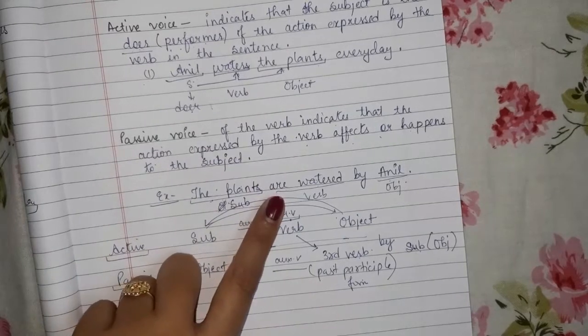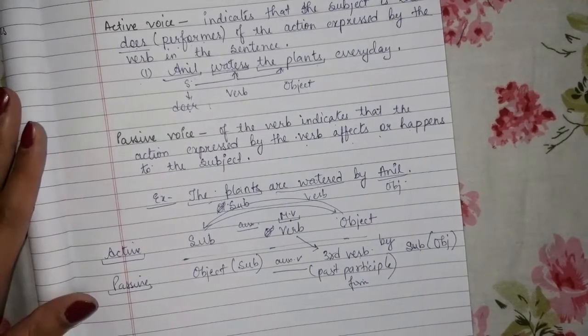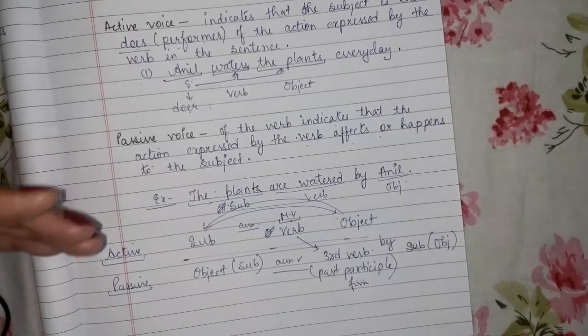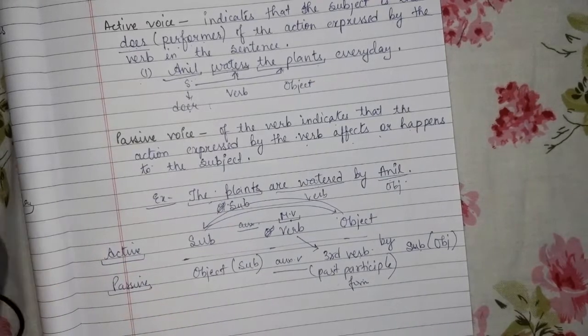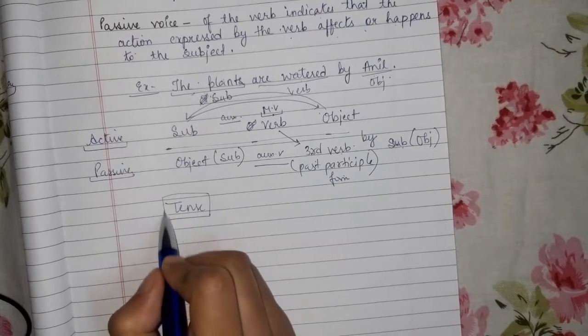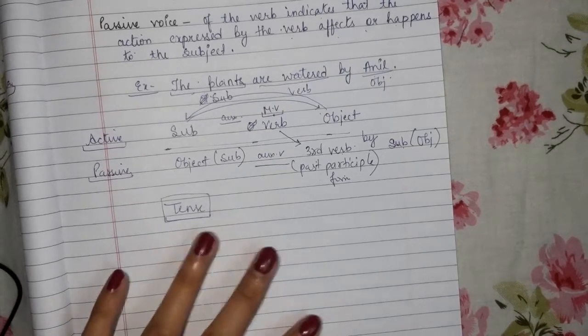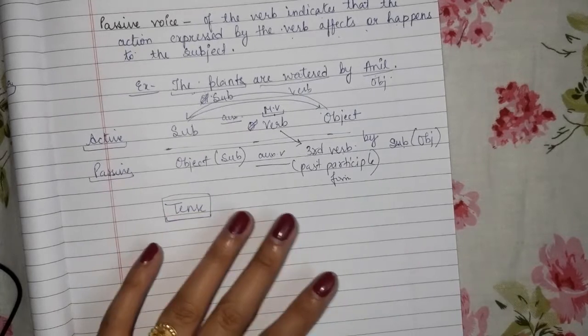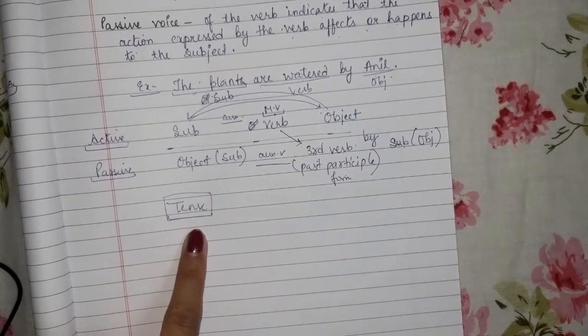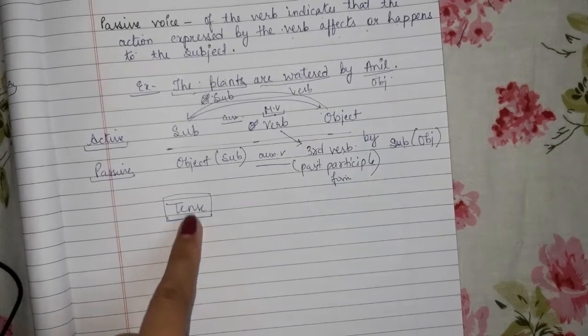But how 'are watered' comes, there is a small format which you have to memorize. Then only you can easily convert each and every tense from active voice into passive, or passive into active. More importantly, you have to learn the formula of tense. The formula of tense plays a very important role in grammar, so without this you cannot do anything. Like without addition and subtraction we cannot do mathematics, right? In each and every part of mathematics, either geometry or algebra, you have to know addition, subtraction, multiplication and division. That is the basic thing of mathematics. In the same way, tense is also very important. Without this you cannot do voice, without this you cannot do narration. A lot of things are totally related to tense.